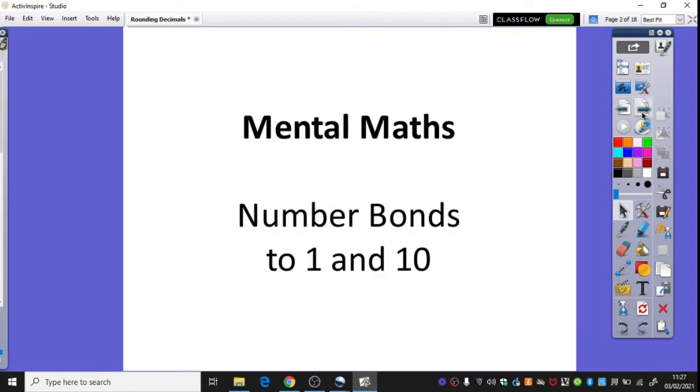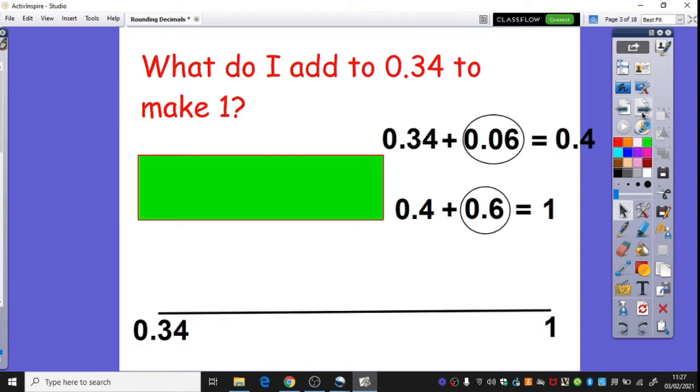We're going to be continuing looking at number bonds today in mental maths, but we're actually going to be looking at number bonds to 1 and 10. So what we're going to start with today is looking at the question, what do I need to add to 0.34 to make one whole?